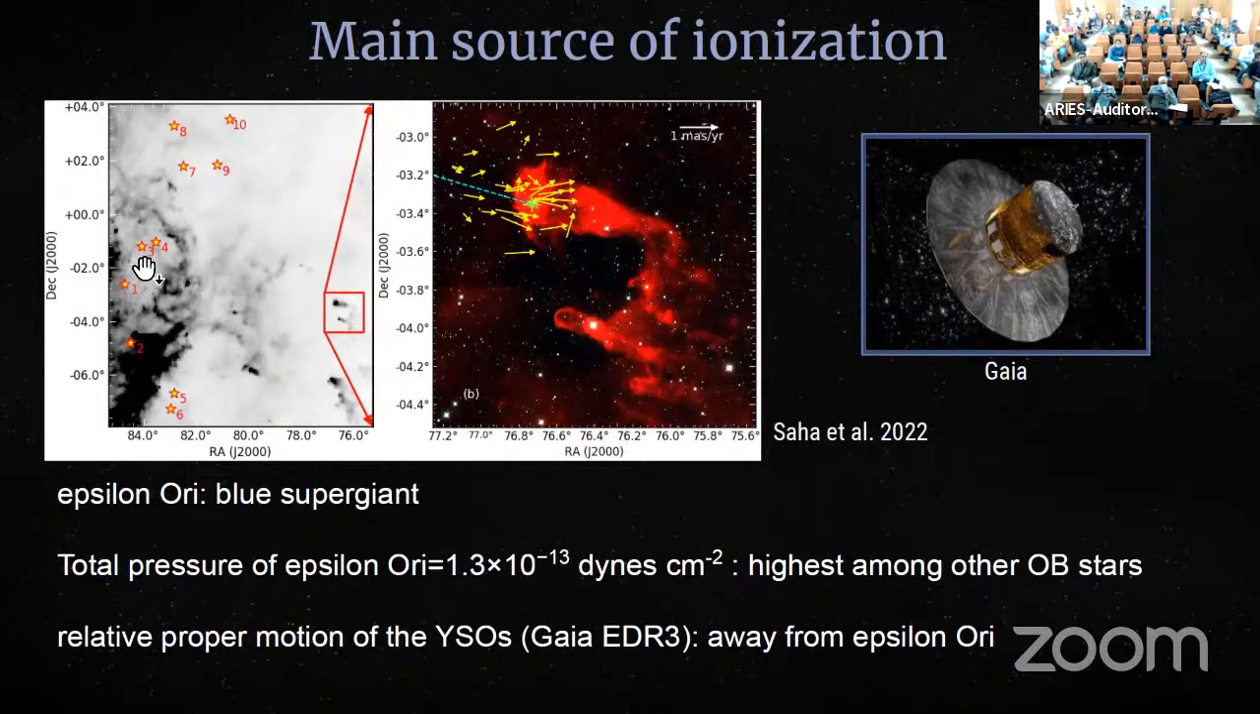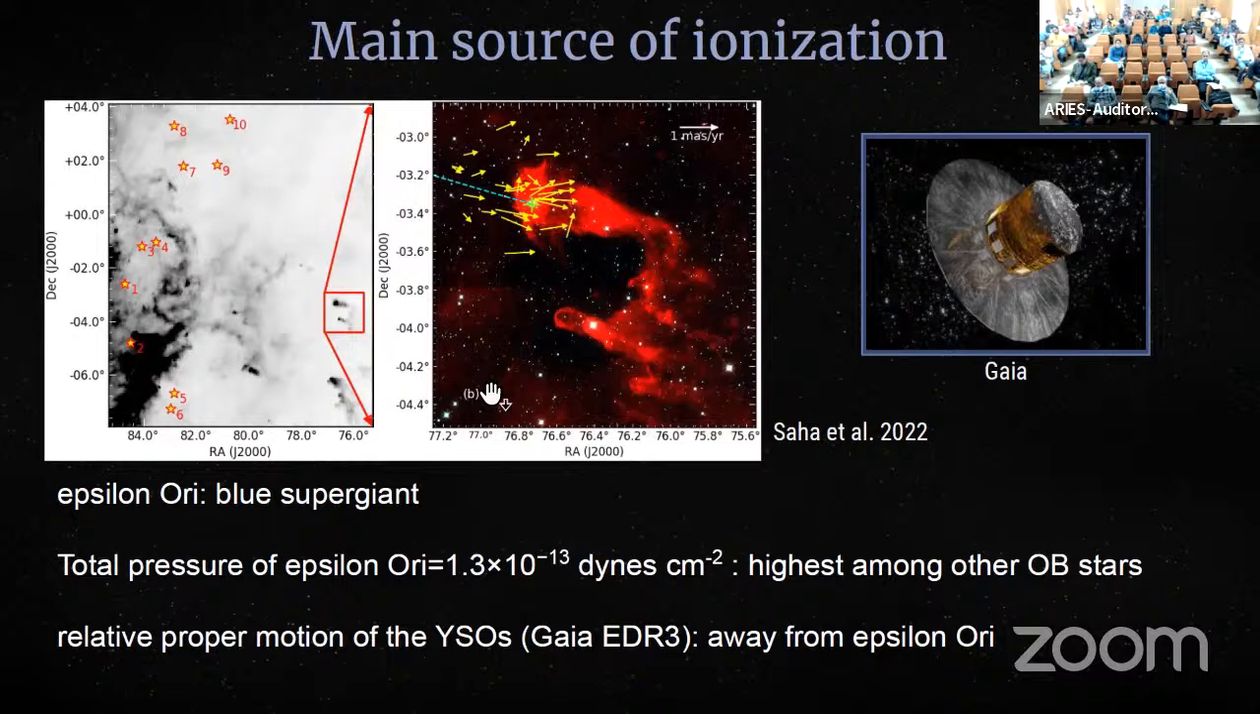Star number three is Epsilon Ori, a blue supergiant of B0 1A, and star number 4 is a main sequence star of B2.5B. We calculated the total pressure of the stars, and for Epsilon Ori it is of the order of 10 to the power minus 13 dynes per centimeter square, which is highest among the other OB stars. So by this pressure component we can say that Epsilon Ori is the main source of ionization towards this cloud, and thus influencing the star formation here.